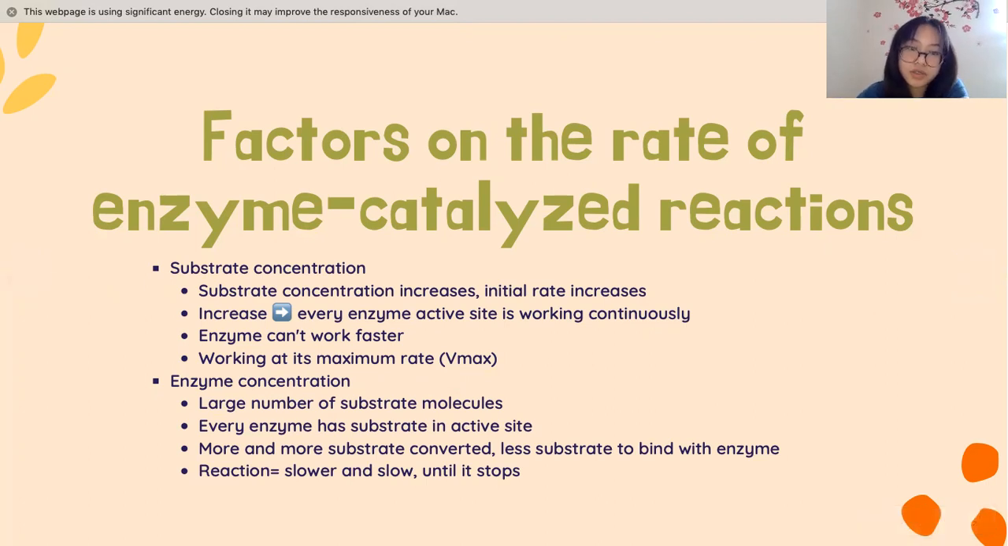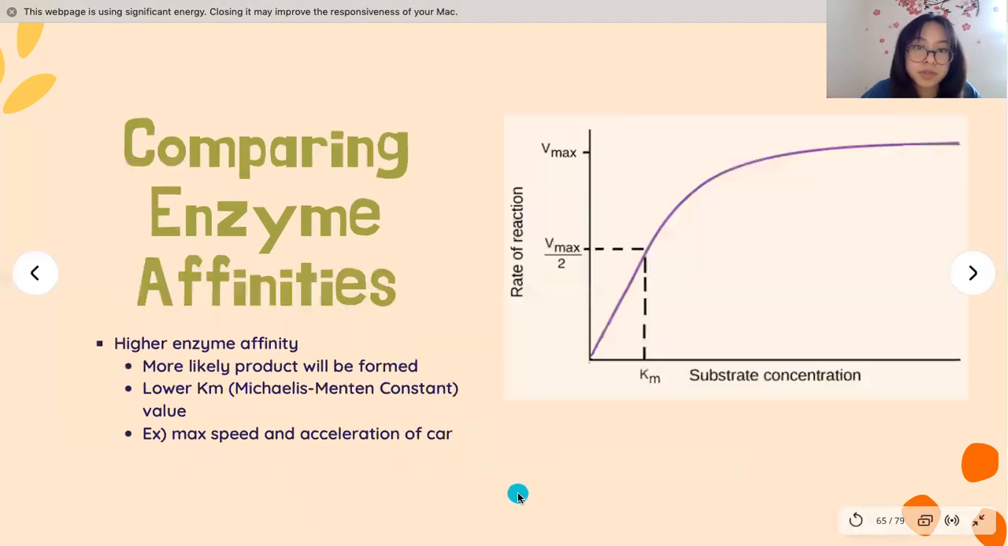So substrate concentration. As the substrate concentration increases, the initial rate increases as well. And then in enzyme concentration, at the beginning of the reaction, there's a large number of substrate molecules. Every enzyme has a substrate in its active site, but then as more and more substrate is converted, there's less substrate available. So then the reaction slows down until it completely stops.